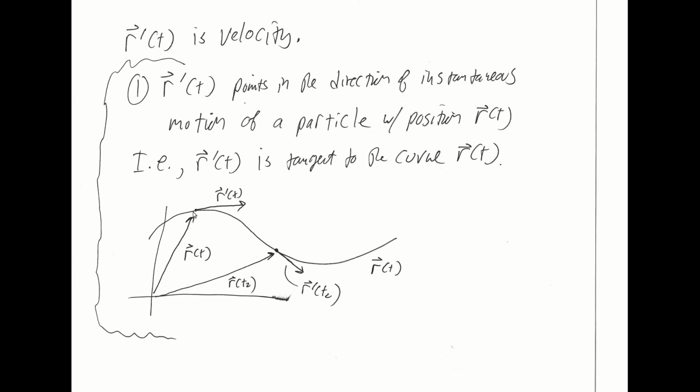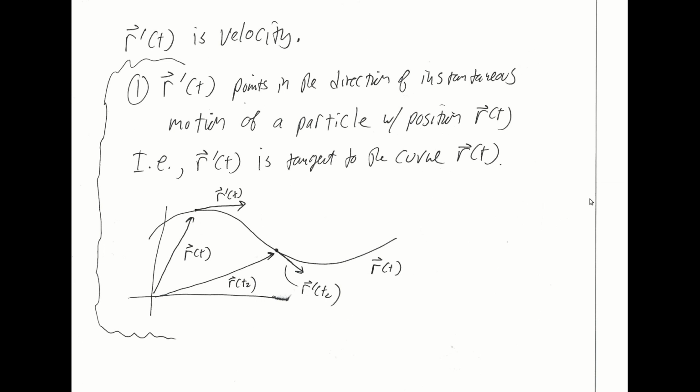So if r hat is giving you position on the curve in this way, then r hat prime is giving you the instantaneous rate of change of that position, which is to say it points in a direction which is tangent to the position curve. So right here, just at this moment, as my bead is passing through this point, its instantaneous rate of change is off in that direction, and likewise down here. So the direction of the derivative is always tangential to the curve itself, which is intuitively reasonable to us.